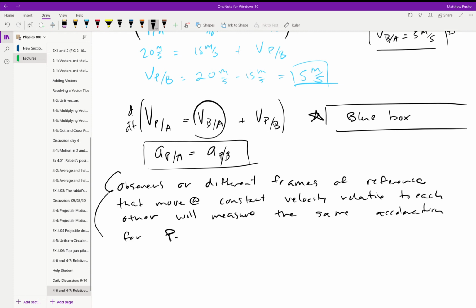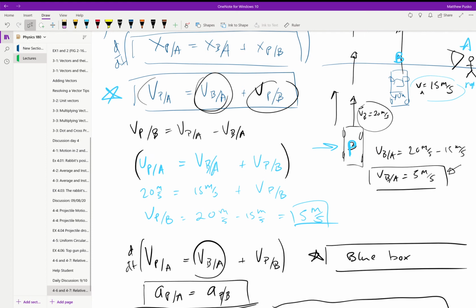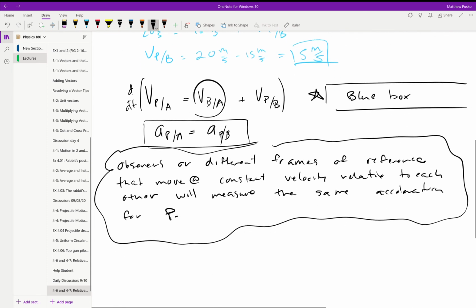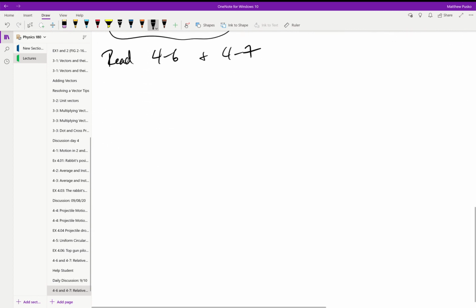So this is that blue box. Make sure you understand that. Basically, if we're measuring the acceleration of P from A right here, it's going to be equal to the acceleration of P with respect to B. That might take two dimensions to help understand this, or maybe actually work in some problems. Read too. Also, make sure you read 4.6 and 4.7. So let's go ahead and talk about 4.7. It's just the same thing in two dimensions now.